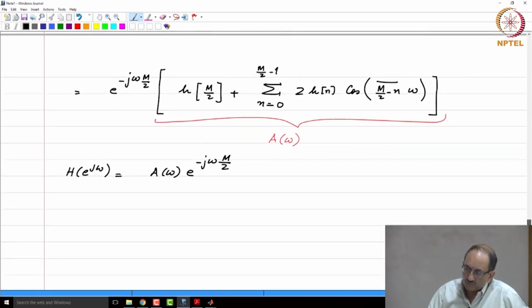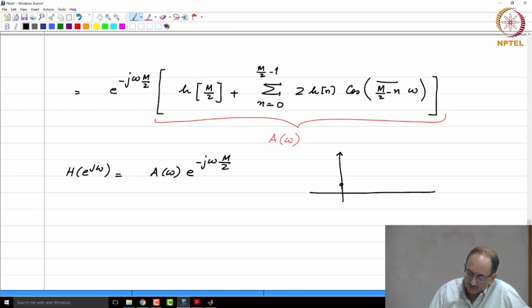So, this is the form for the frequency response for type 1, and this is amplitude times e to the j continuous phase. In this case the continuous phase happens to be precisely linear because that is what the filter satisfies because of the symmetry conditions. Remember, this is type 1, which means even symmetry and odd length.